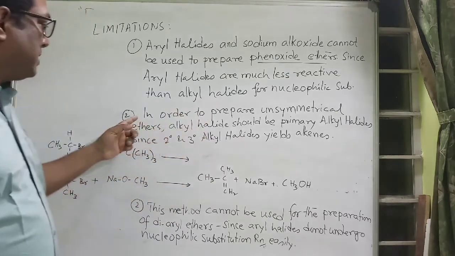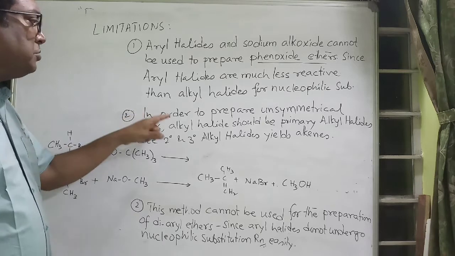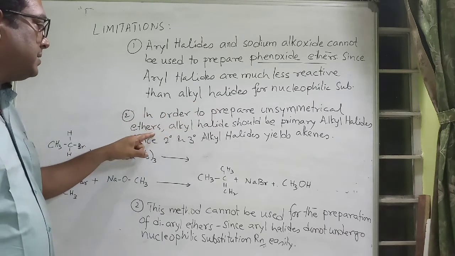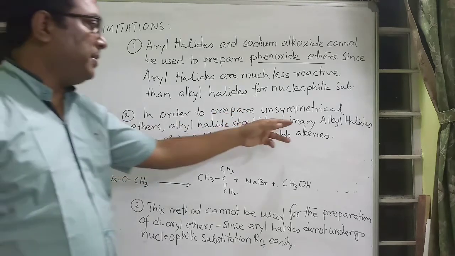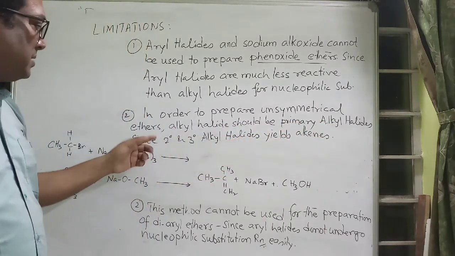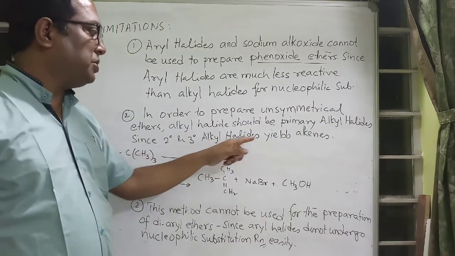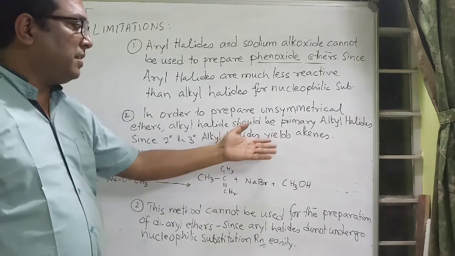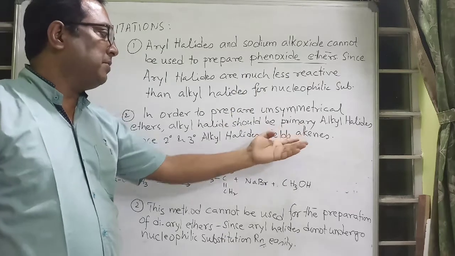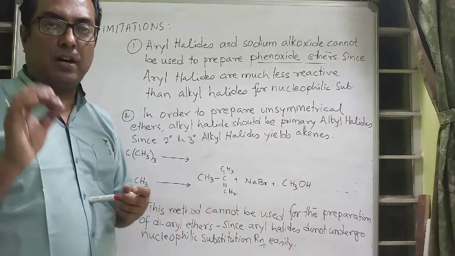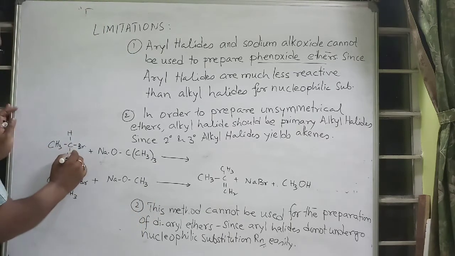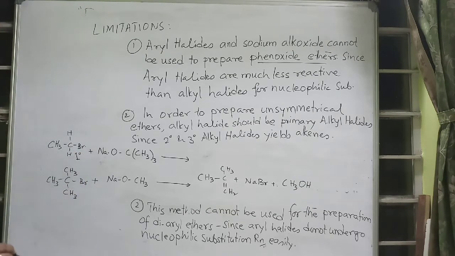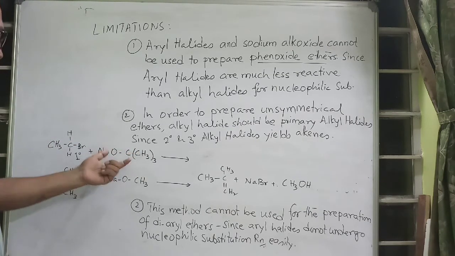The second point that I would like to show you is that, in order to prepare unsymmetrical ethers, alkyl halides should be primary. Remember, it should be a primary one, 1 degree alkyl halides, since secondary and tertiary alkyl halides yield alkenes. So instead of giving you the ethers, they are going to give you alkenes. I have some examples to illustrate it. Here I have given a 1 degree alkyl halide, and I am giving you a tertiary sodium alkoxide.